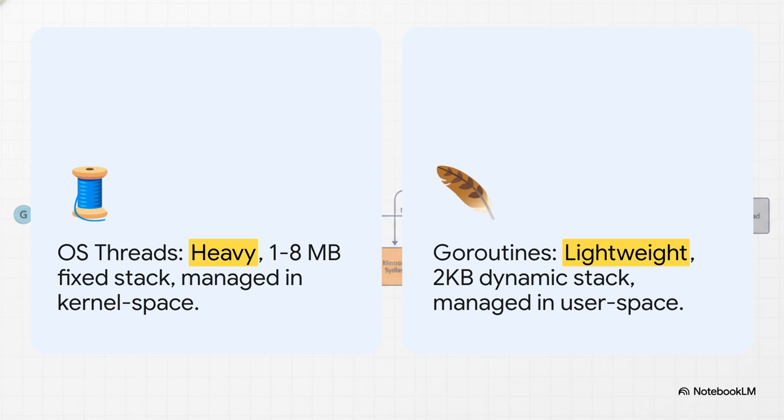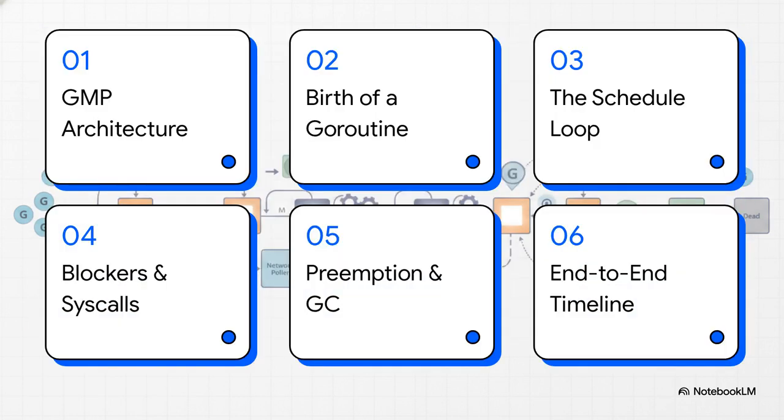Go solves this by using goroutines. These are user space threads that start with a tiny, dynamic 2 kilobyte stack. Context switching between them is incredibly cheap because it happens entirely in user space, saving just a few registers like the program counter and stack pointer. It's a brilliant end-to-end scheduling model that maps many lightweight Go routines onto a much smaller pool of heavy OS threads.